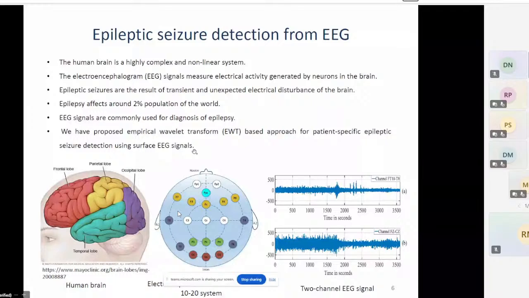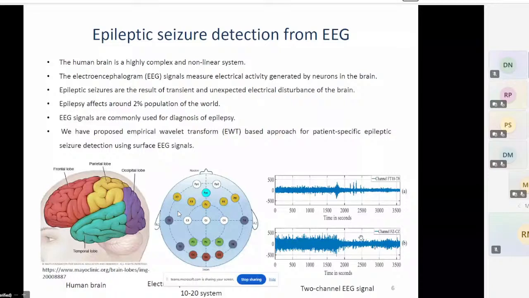So here you see a human brain. It has four major lobes: temporal lobe, frontal lobe, parietal lobe, and occipital lobe. Whatever you do, directly or indirectly, everything affects the brain. So here there are different regions. Now, how do we measure the EEG signals from these regions? The 10-20 system was proposed in the literature. We put this on the brain and record the signal from different channels. This is one example of a two-channel EEG signal.